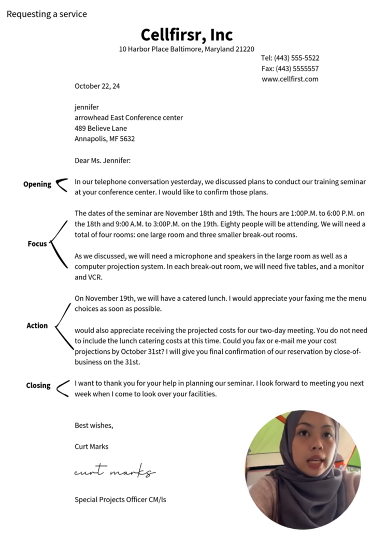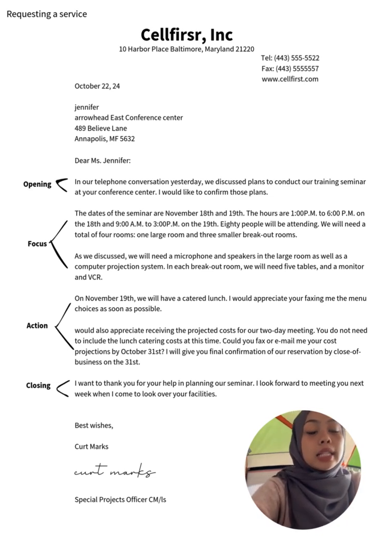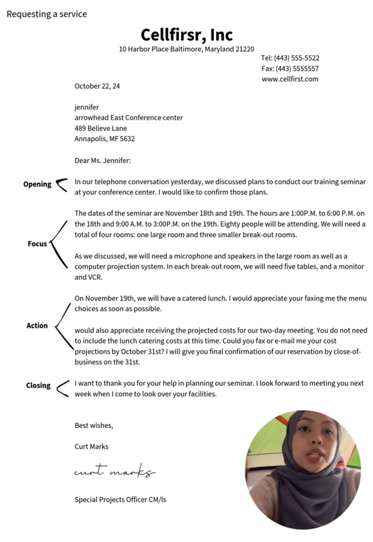Okay, the next model is requesting service. As always, you put the personal specification of the person you write to. And the first body part is an opening. In the opening of the letter, you can explain why you are writing, and you can follow up a previous conversation when you are requesting a service. Okay, move to the next one.